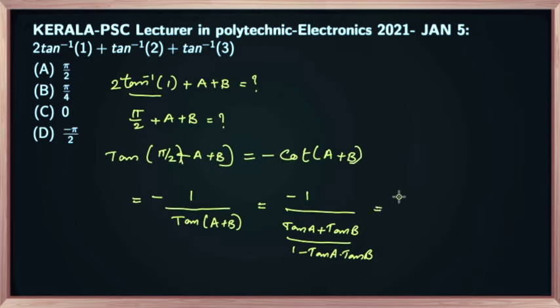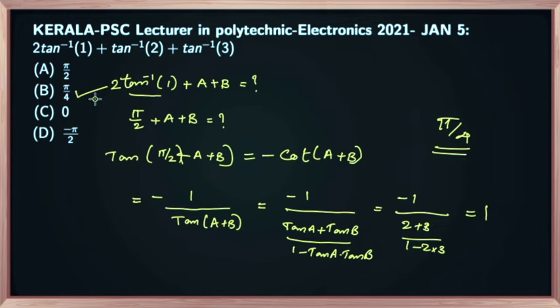So I can write this is equal to minus 1 divided by 2 plus 3 divided by 1 minus 2 into 3. You can see 2 plus 3 is 5. 5 divided by minus 5 is minus 1. Minus 1 by minus 1 is 1. Okay. So I am getting this is equal to 1. Correct? Now, this is equal to 1 implies what is the answer? Now, what we got is tan of some angle is equal to 1. So what should be this angle? That angle must be equal to pi by 4, right? That angle must be equal to pi by 4. And that is the option B, which is the correct option.